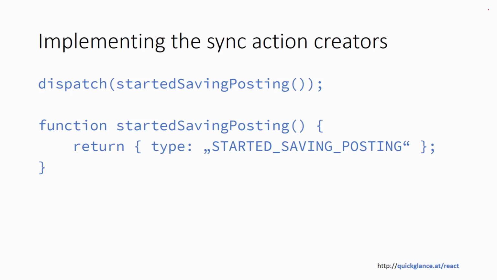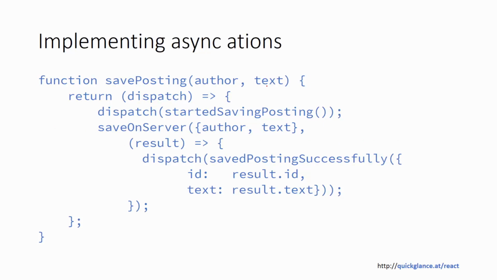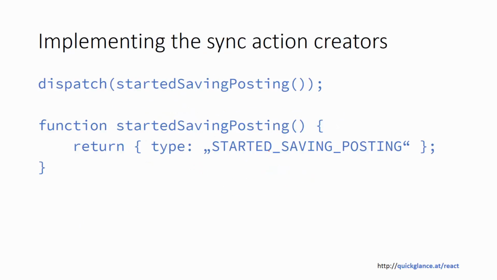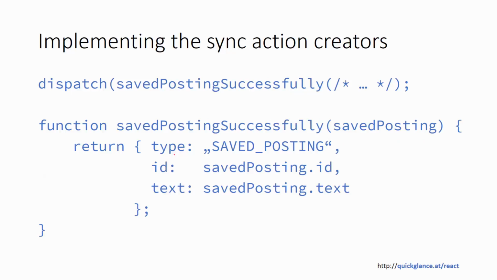This one is really easy. We will dispatch started saving posting immediately after calling the action creator. So the first line is what you saw in this screen. Started saving posting only returns an action with a type, and the type is started saving posting. So when the reducer gets this action, it can display a spinner or do whatever it wants. Then, when the asynchronous server call is completed, we dispatch another action, saved posting successfully, and we implement it like that. We get an object, saved posting, and we return an action with type saved posting, and the ID and the text from the saved posting object we got.